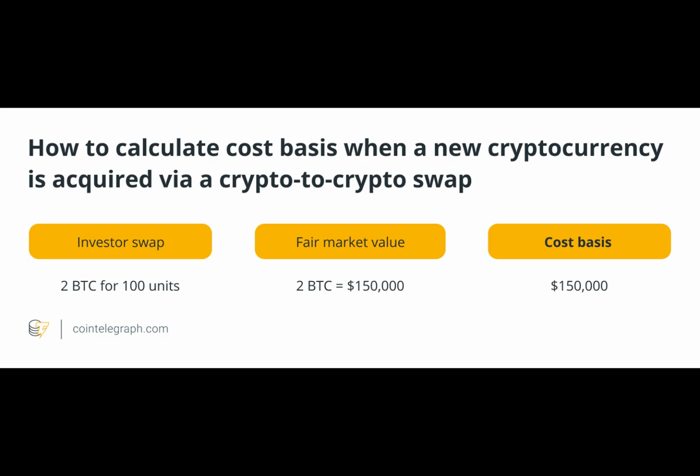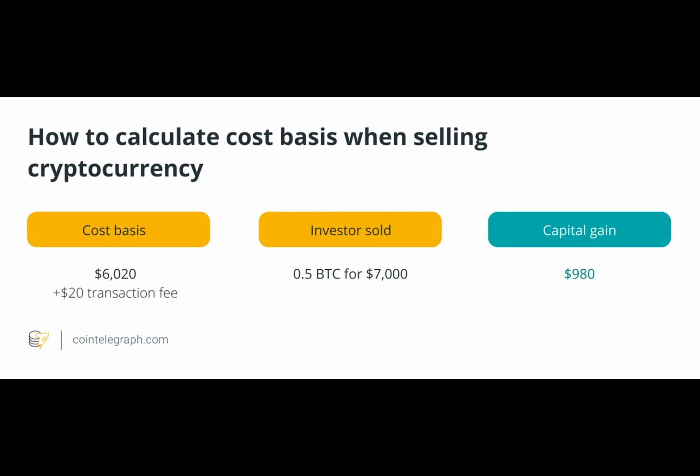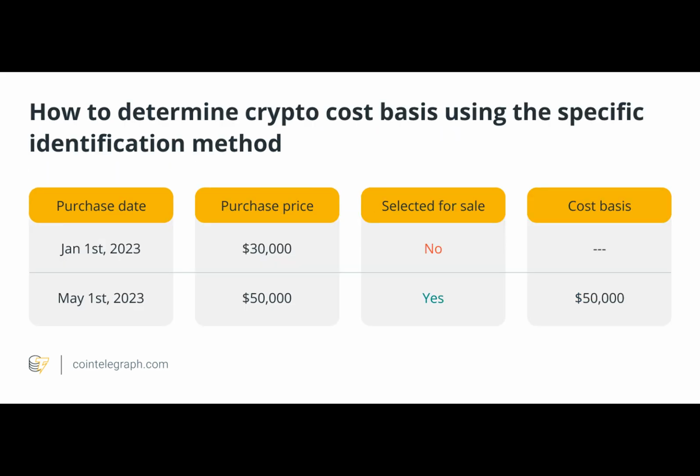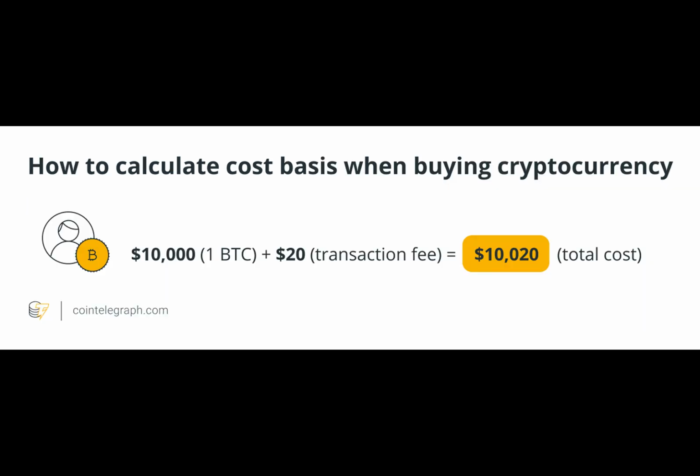The fair market value of the cryptocurrency given up at the time of the swap is used to determine the cost basis of the new cryptocurrency acquired via a crypto swap. Example, if an investor swaps 2 BTC for 100 units of a different cryptocurrency and the fair market value of 2 BTC at the time of the swap is $150,000, the cost basis for the new cryptocurrency would be $150,000.